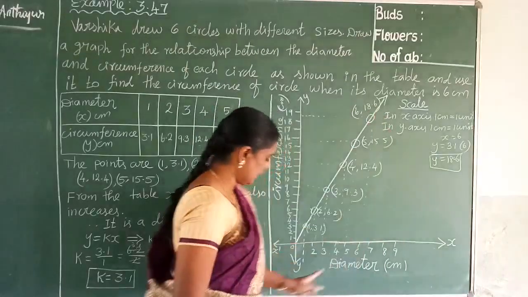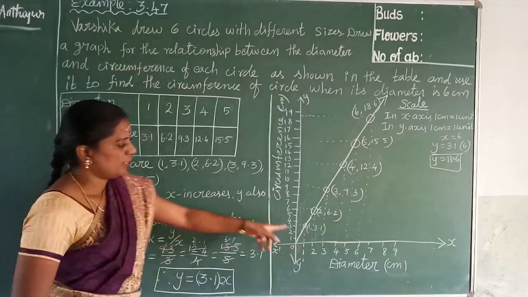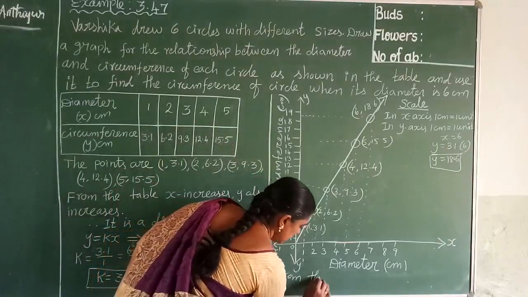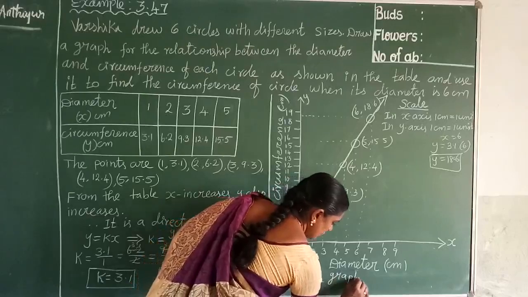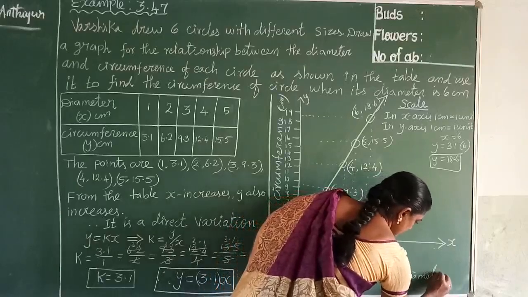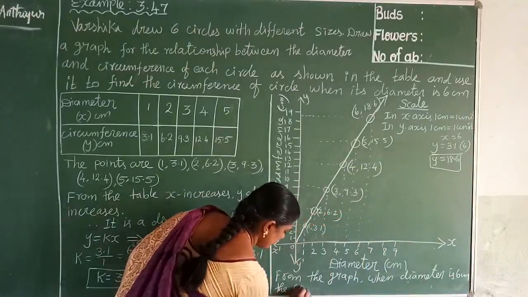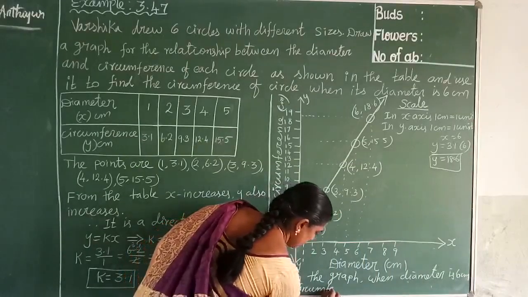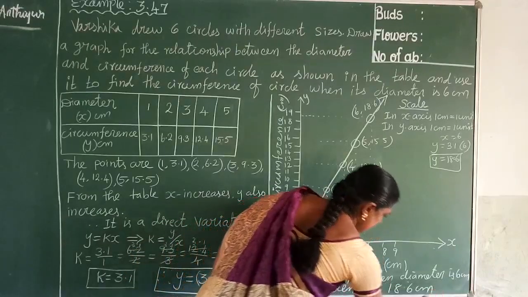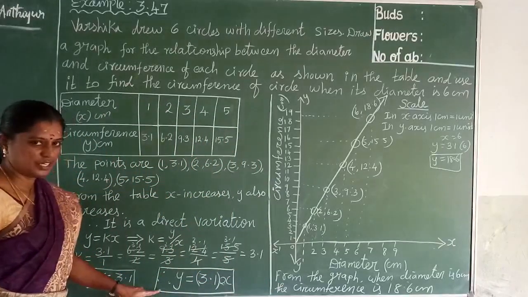So at last we write the answer here. After the equations, you write from the graph. I write here: from the graph, when the diameter is 6 centimeter, the circumference is 18.6 centimeter. This is the result. So this answer you write right after these equations.